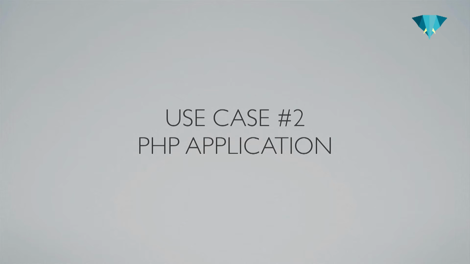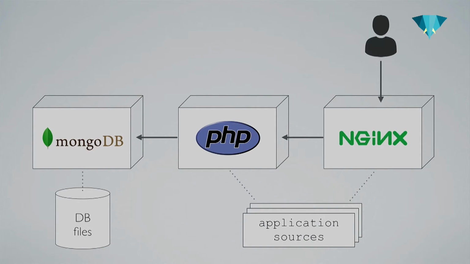Let's move to some more complicated stuff. Let's try to run a complete PHP application on Docker. So let's think about a standard environment to run some PHP application. This is kind of a variation of a LAMP stack. We need a web server, which will be Nginx in this case. We need an interpreter, which will be PHP-FPM in this case. And we need a database, which will be MongoDB in this case.